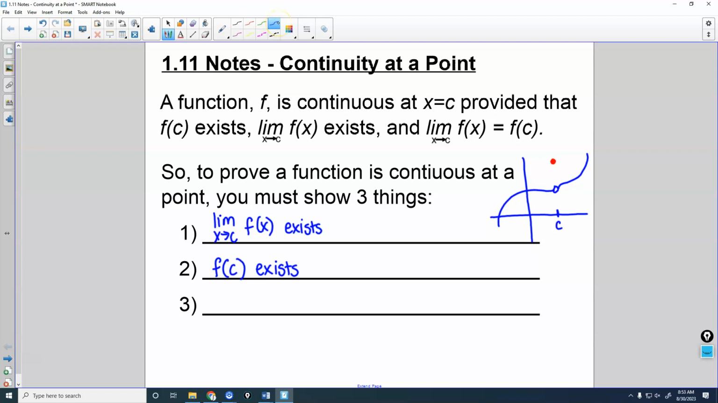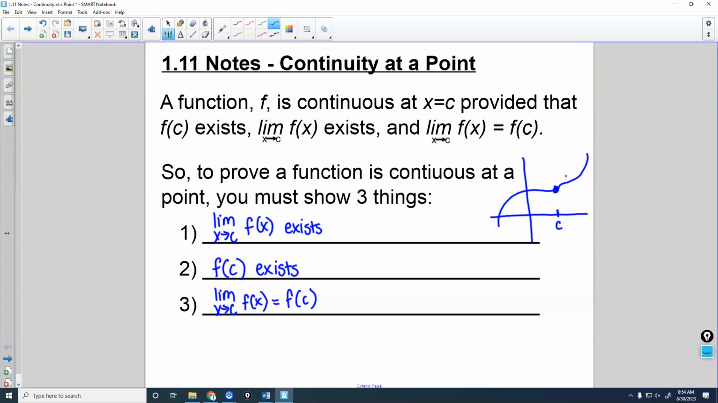So 1 and 2 you can do in either order, it doesn't matter which one comes first, but 3 has to be last. You must also show that the limit as x approaches c of f of x equals f of c. If that is true, then our dot can't be up here. Our dot would have to fill in that hole right there, and that would be continuous because you don't have a hole in the graph anymore. You can trace it and you will not have to pick up your pencil.